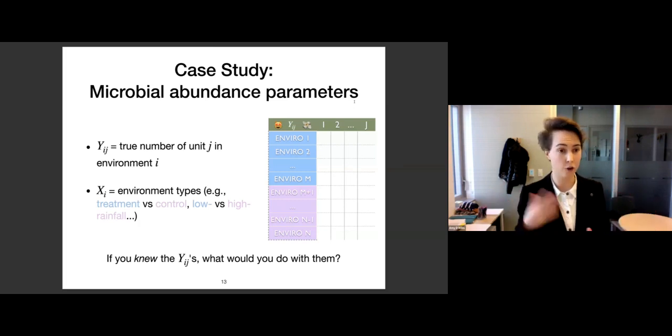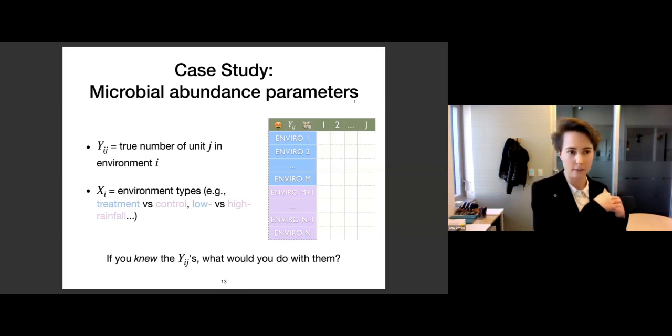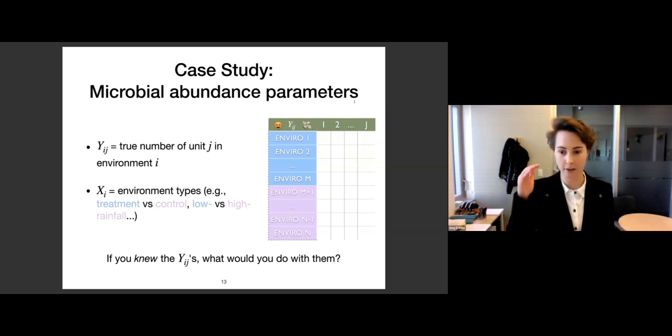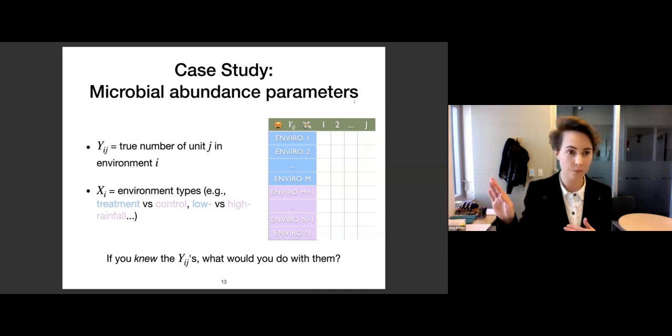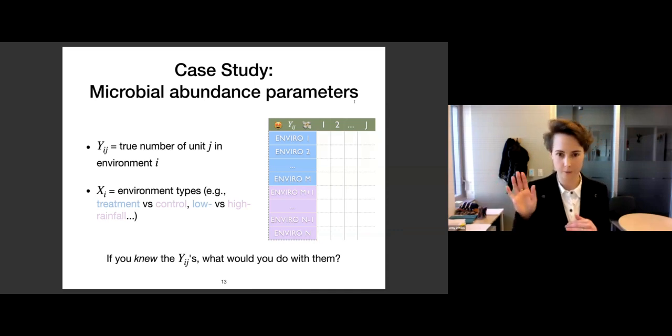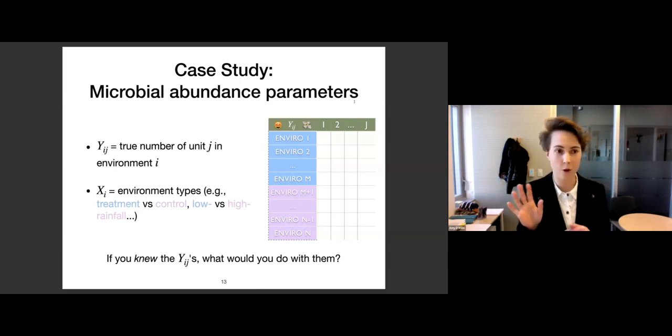look like. I'm going to try to keep this presentation as notation-light as possible, but I want to start by thinking about Y_ij as the true number of our biological unit j in some environment that I'm going to index by i. So the environments that our samples come from are the rows in this matrix, and our biological units, whether they're genes or genomes or sequence variants, whatever, are indexed in the columns. In addition to these unknown parameters about microbial abundances, we also have what you might call metadata, information associated with the environments.